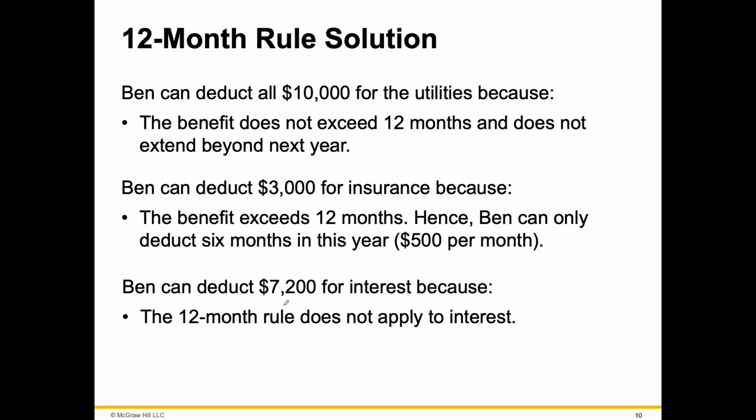So Ben can deduct $7,200 of interest. He had $9,600 for 8 months, but there's only 6 months left in the year. So $9,600 divided by 8 months times the 6 months that are left gives us $7,200. So $10,000, $3,000, and $7,200.